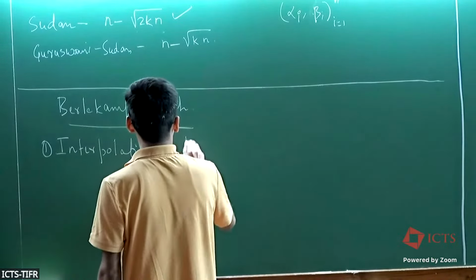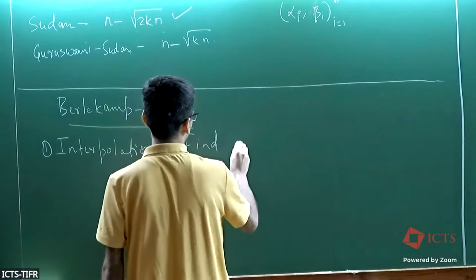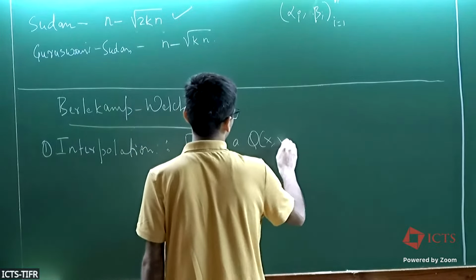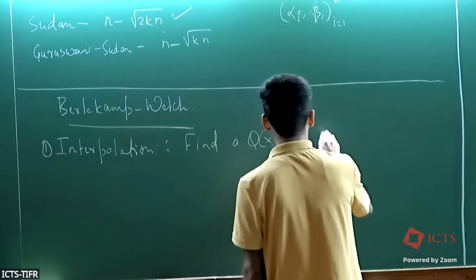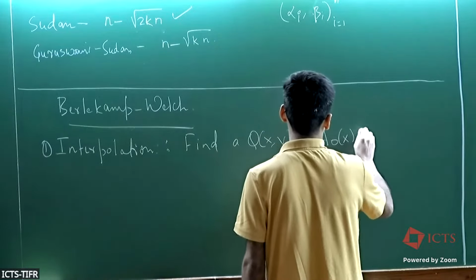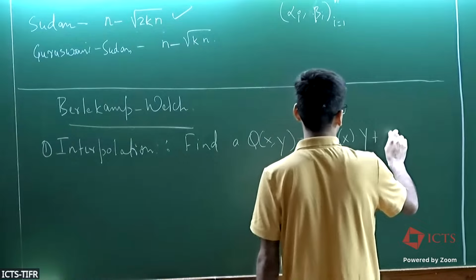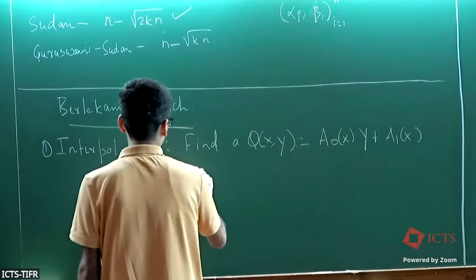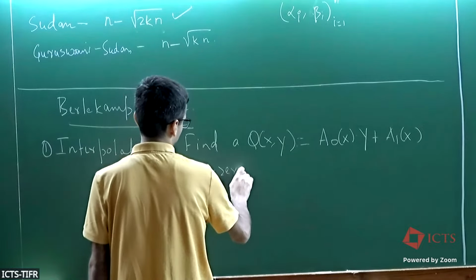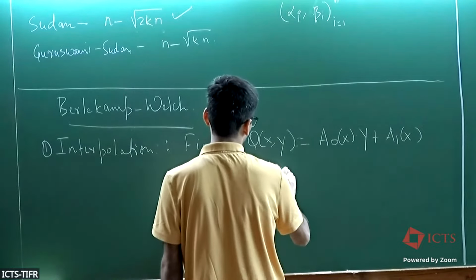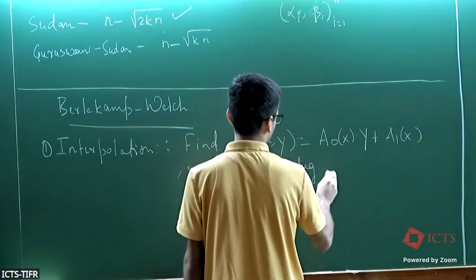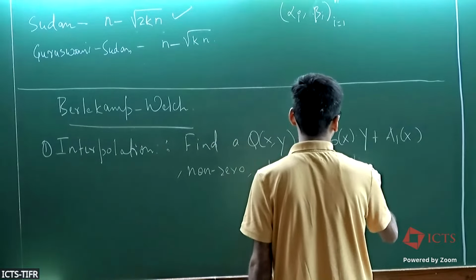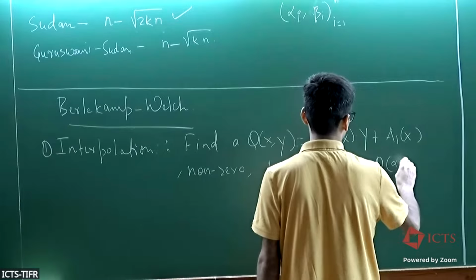So what we did was we find a Q of x, y. This was of a very special form. It was of A0(x) times y plus A1(x), non-zero, low degree, such that for every i, Q of alpha i, beta i is 0.